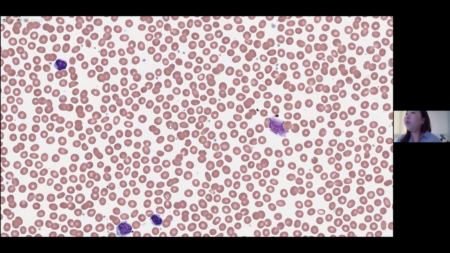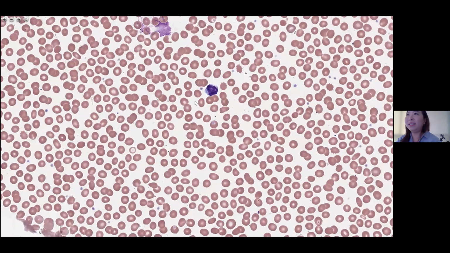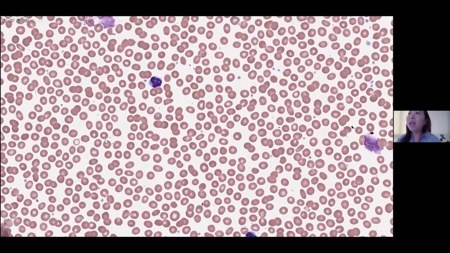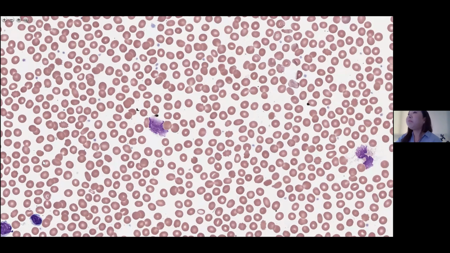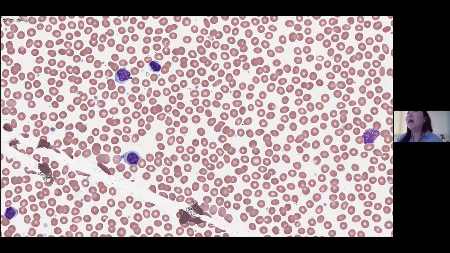And another thing that we look for in a CLL, so there are three things that I always look for as a hematopathologist in CLL. Number one, we talk about the red cells. Is there any background autoimmune hemolytic anemia? Number two, is there any large cell component that might suggest that the CLL has transformed into a more aggressive type of leukemia, like diffuse large B-cell lymphoma, sorry.